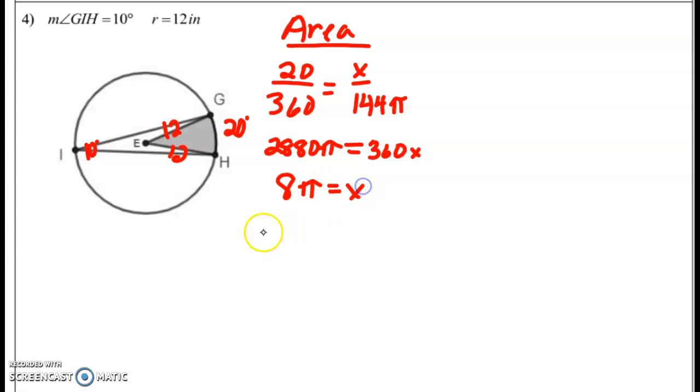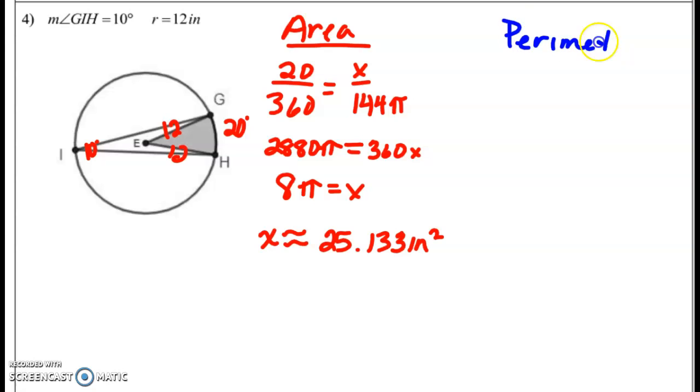And if you did find the approximate for that area, 8 times, use the pi key please, and you get 25.133, and I think that's in inches, so the area would be in inches squared. Alright, and the perimeter, you know the drill now.